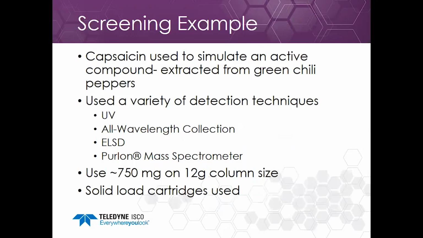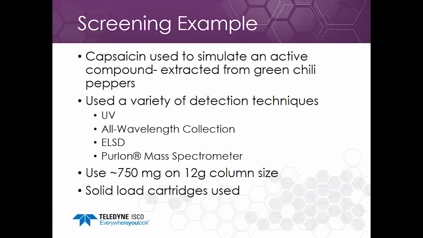We're going to use capsaicin as an example to simulate an active compound. This has been extracted from green chili peppers, and I used a variety of detection techniques. I used UV detection, all wavelength collection, which allows me to look at all of the wavelengths in my UV-Vis detector, light scattering detector, and mass-directed fractionation with a mass spectrometer.